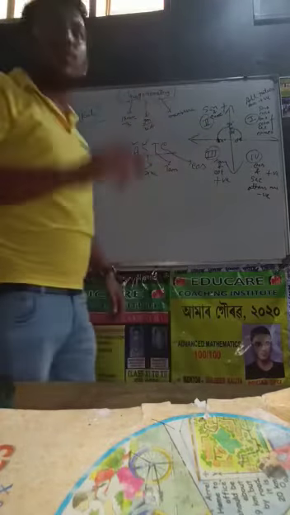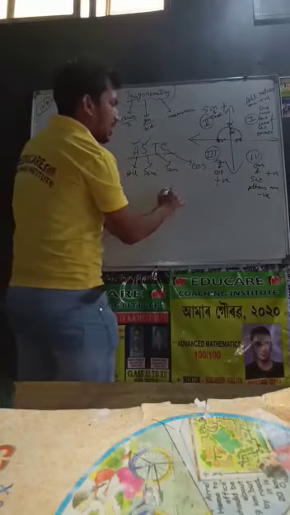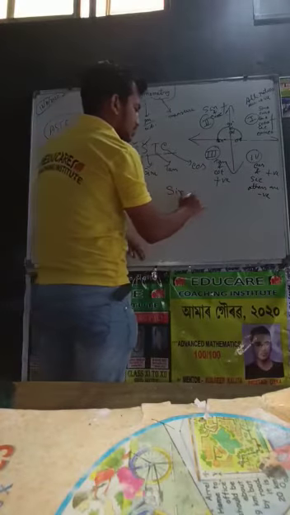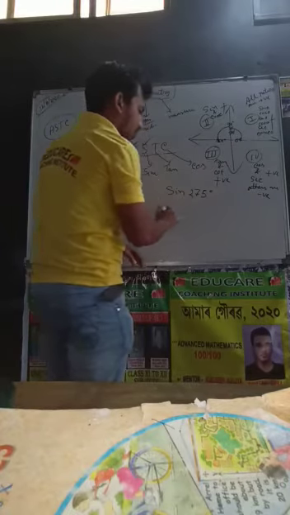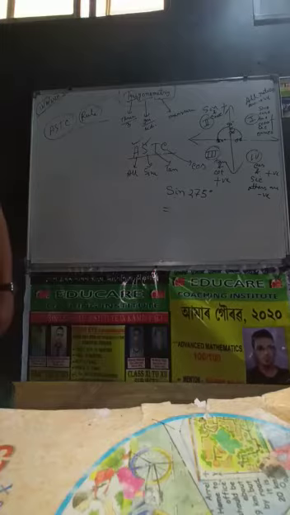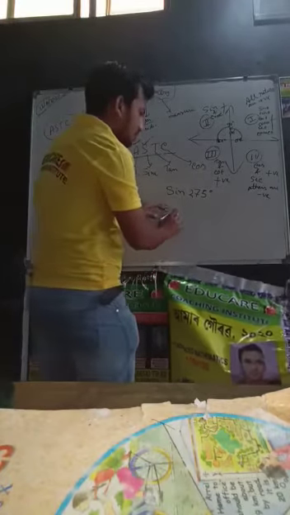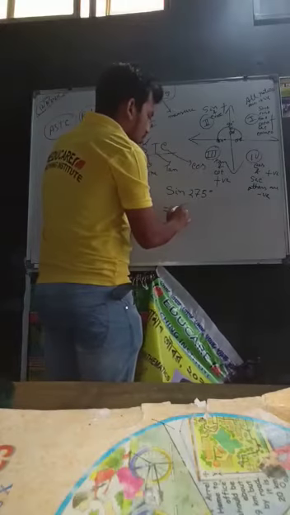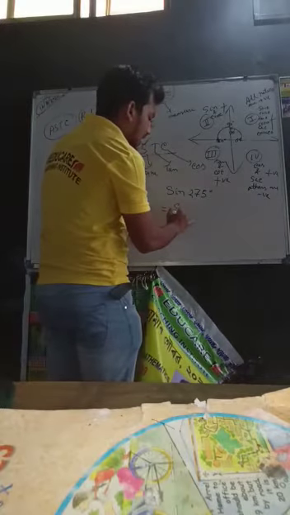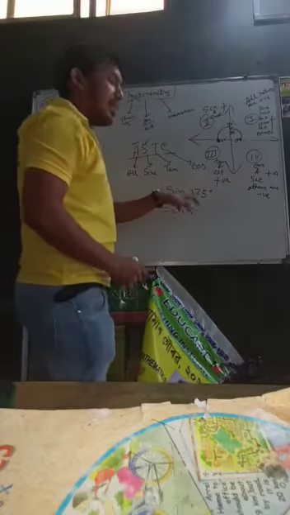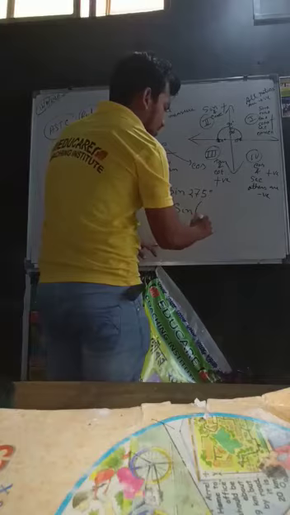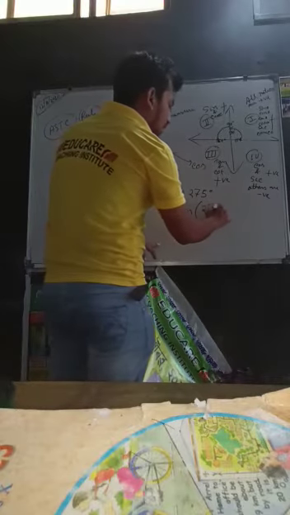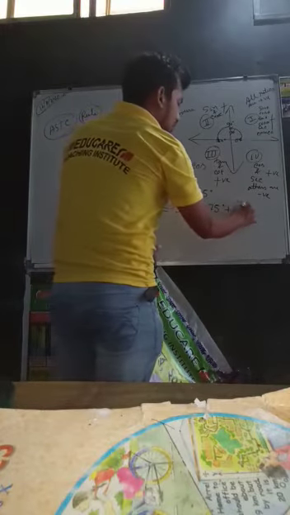negative. Simply we will do a numerical. Suppose sine 275. Let us take sine 275. I will do it. Okay? See. So sine 275 can be written as 275 plus 0.